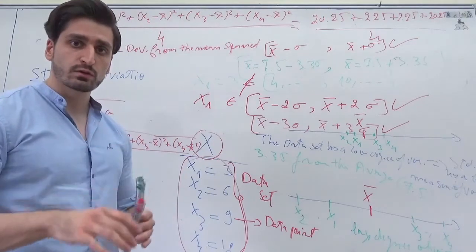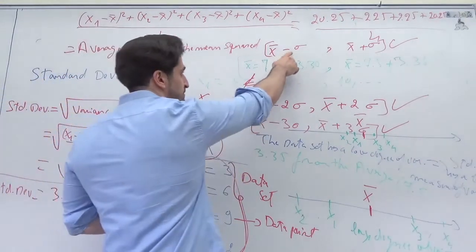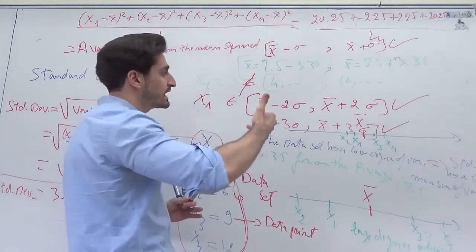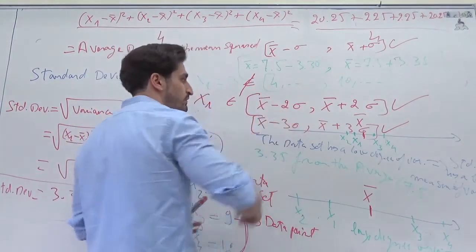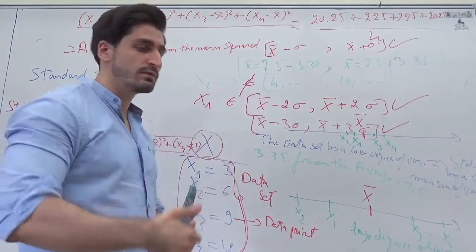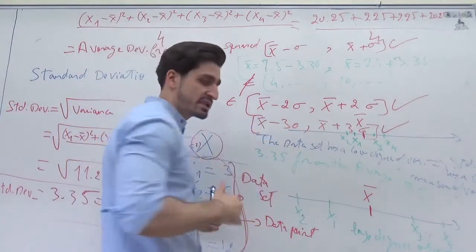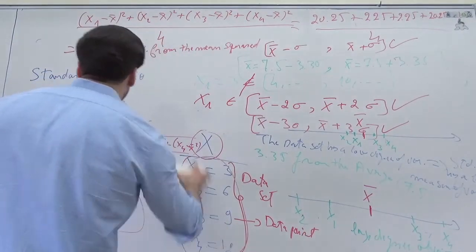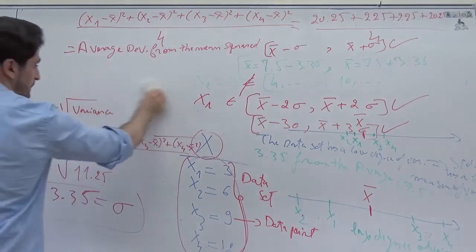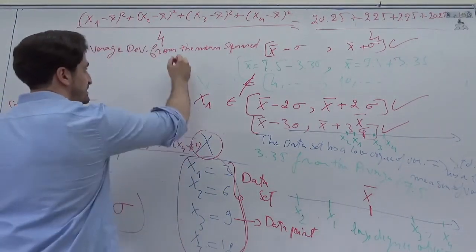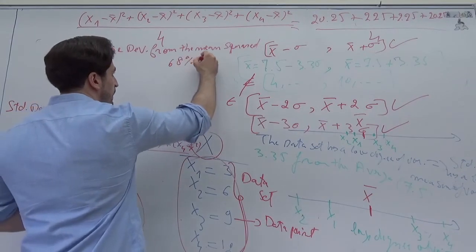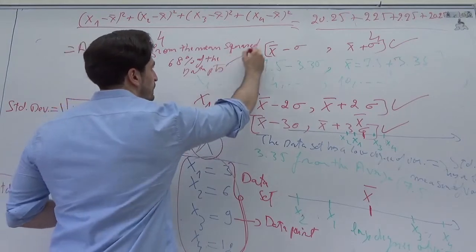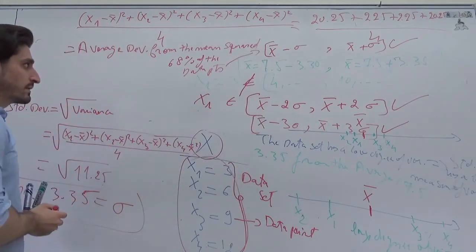Are they going to be included at a deviation of plus minus 1 sigma from the mean, or within a deviation of plus minus 2 times sigma from the mean, or at a certain deviation of plus minus 3 times sigma from the mean? So by theory, they say that 68% of the data points are usually found in x bar minus sigma, x bar plus sigma.